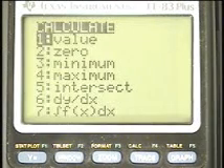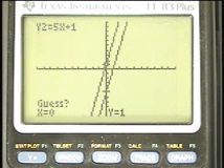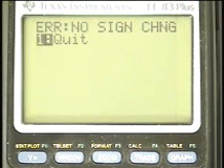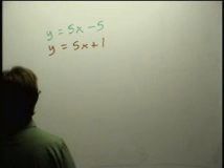If we try to calculate the intersection point, there's our first curve, there's our second curve, our guess doesn't matter, and we get an error because, of course, there is no intersection point. Therefore, there can be no solution to this system. This system is called an inconsistent system because it has no solution. Let's see what happens when we try to solve this inconsistent system algebraically.